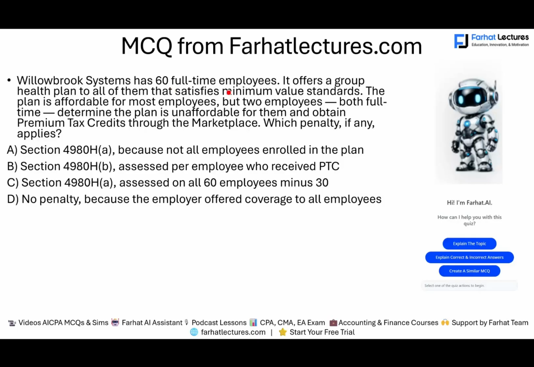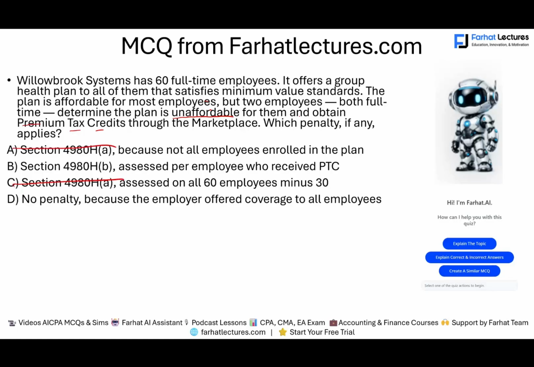Willowbrook System has 60 full-time employees. So it's an ALE. It offers a group health plan to all of them that satisfies the minimum value standard. Well, violation A is out. The plan is affordable for most employees, but 2 employees, both full-time, determined that the plan is unaffordable for them and obtained premium tax credit through the marketplace. Which penalty, if any, applies? I already told you penalty A is out because they offer the group health plan and that satisfied the minimum value. Therefore, anytime it says A, take it out. Section A is out.